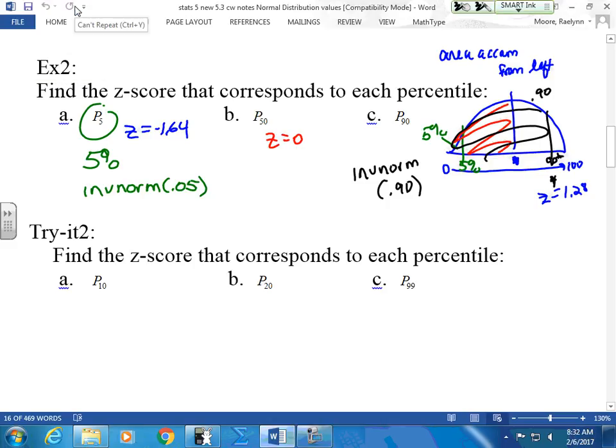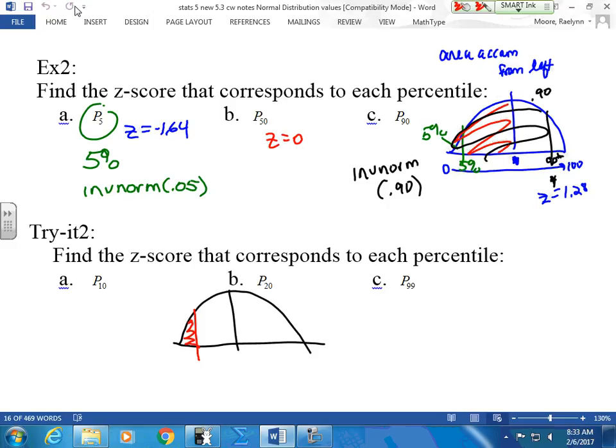So again, let me make one sketch for this. I'm looking for 10% of my curve. Where am I finding that? Where'd you find it, Gal? On the left, on the very left, right? I want this to say 10%. So what'd you get for your z-score? You can't do the inverse norm? Okay, I'll show you how you can do it in a second.